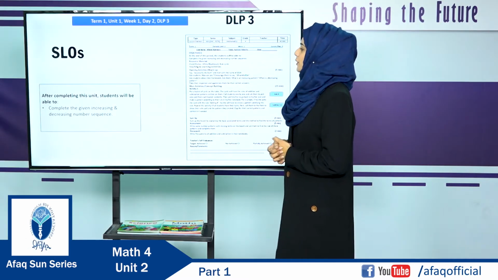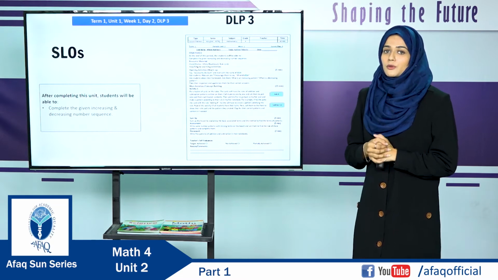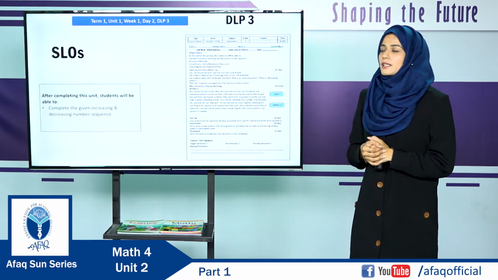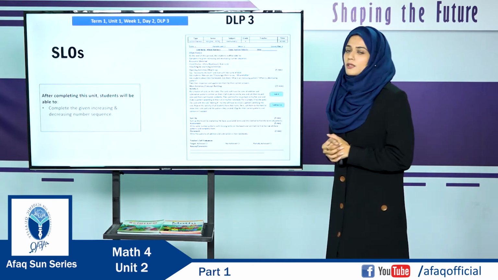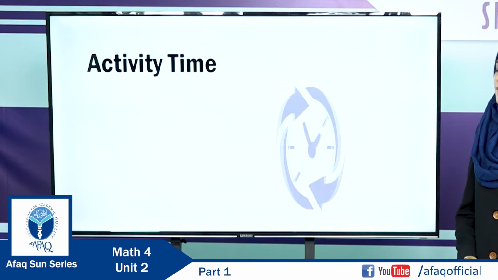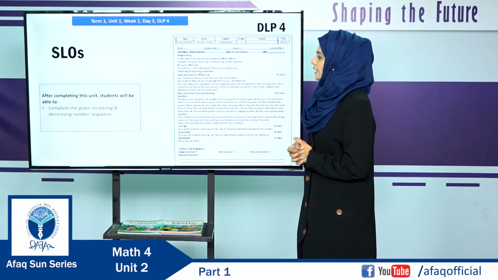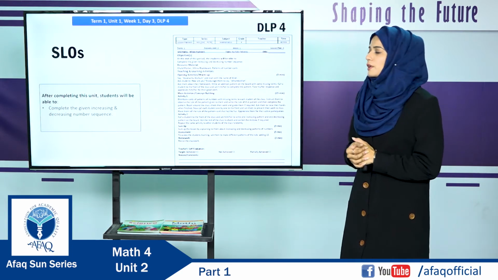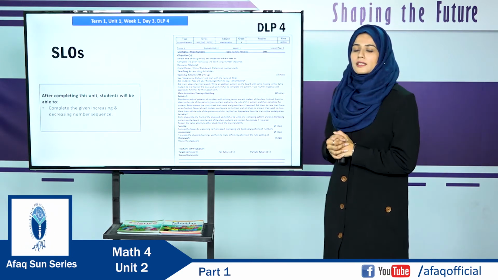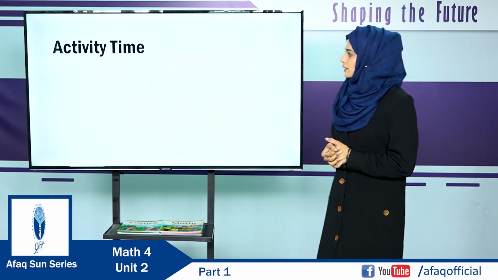In this, we have to complete the given increasing and decreasing number sequence. And to cover this, the methodology has been given in DLP3, which falls in term 1, unit 1, week 1 of day 2. It's activity time. We are going to discuss completing increasing and decreasing number sequences. To cover this, the methodology has been given in DLP4, which falls in term 1, unit 1, week 1 of day 3. Let's see the questions.